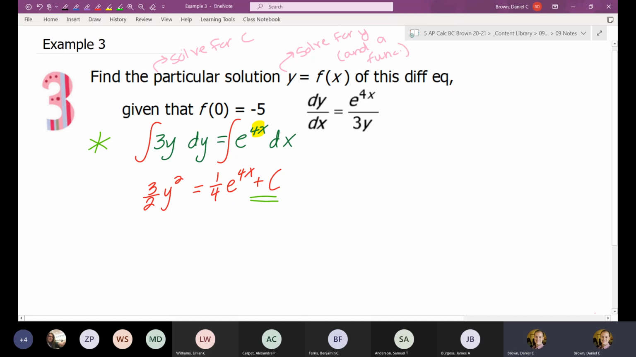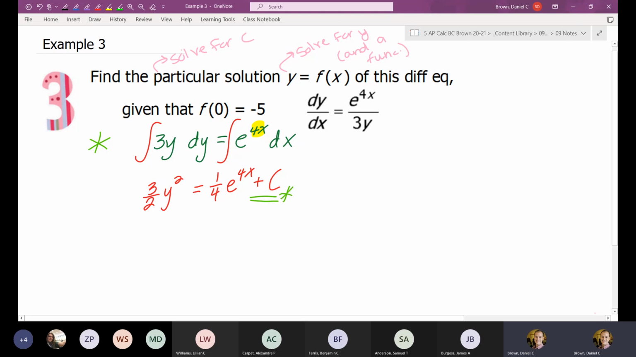Here's another time, and this happened a lot when I was grading AP exams in summer. Say students separated and they integrated, but they left off that plus c. You just get 1 point, and the AP reader moves on to the next question. They don't even look at what else you did, because if you can't remember to put a plus c, then clearly you can't solve for it, you can't do anything else. So that plus c has to be there.